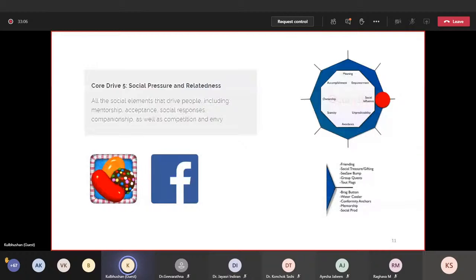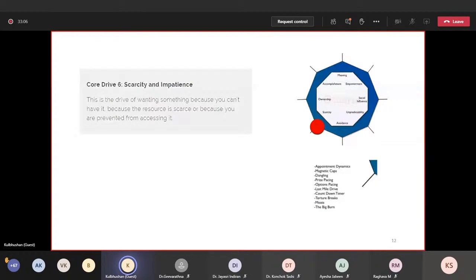The sixth core drive is scarcity and impatience. Something less in quantity, we tend to give higher value. This is the drive of wanting something because you can't have it, because the resource is scarce, or because you are prevented from accessing it. If you can't have it, you always think about why you cannot have it, you just want it. And ultimately, it increases your engagement in that activity.